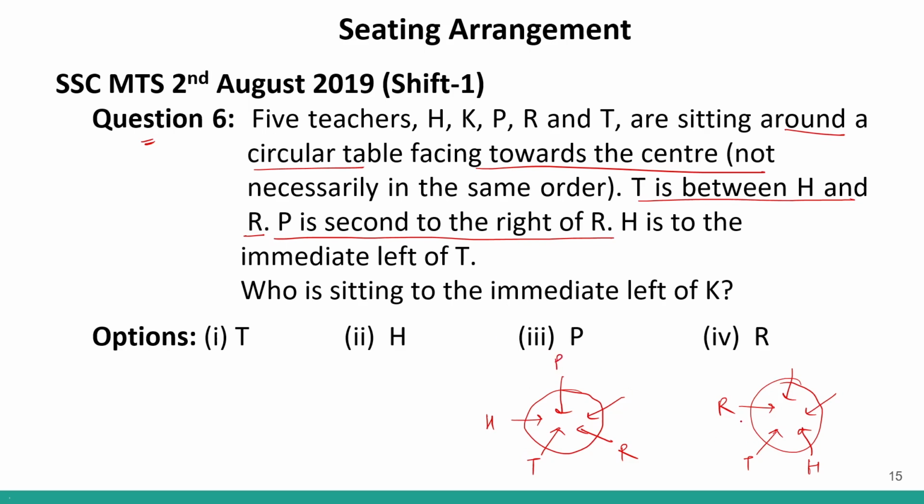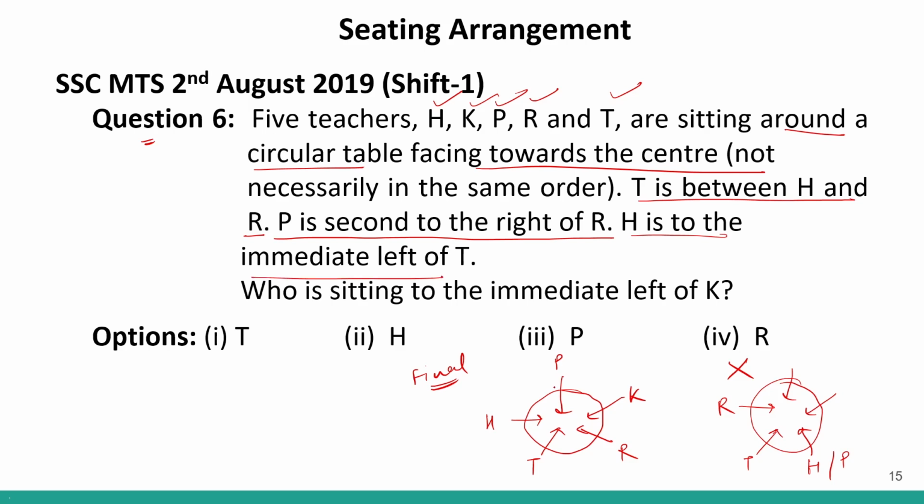In this particular case, possibility number 2, if P is second to the right of R, P will be over here, but we already have H over here. Therefore, this possibility is not correct. We will continue with possibility number 1. Now, we have already placed H, T, R and P. The only person remaining is K, so I can say K will sit over here and this will be my final seating arrangement. Correct?